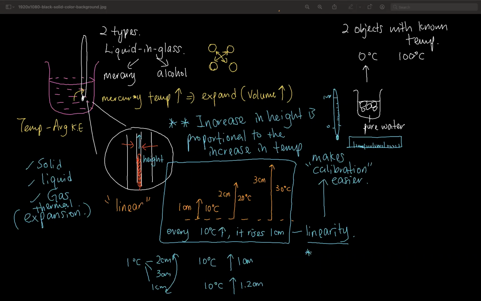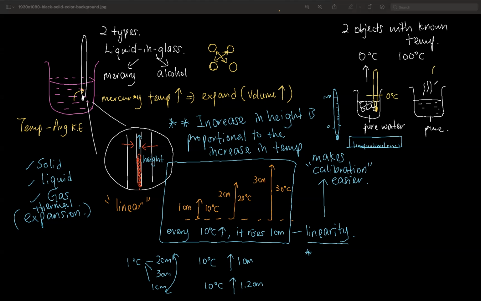Okay, for 100 degrees Celsius, we use steam or boiling water. So we take boiling water, also it must be pure water, and then we put the thermometer in. First, we put the thermometer here, we obtain the reading. Okay, and then it stops, maybe somewhere here, and okay, this is the 0 mark.